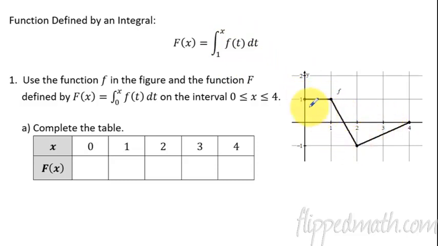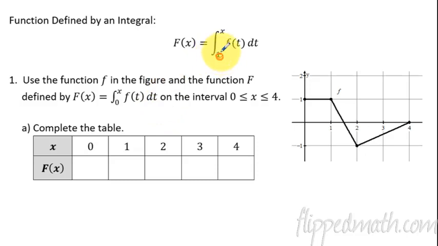So we have this graph. In fact, let's just jump into this example. We have a function f in the figure and the function capital F, which really is like the antiderivative of f, defined by this integral. All right, so we're going to go from 0 to x. In fact, really up here, this number, since it doesn't really matter, let's just change it to a 0 just to say that this and this are going together. That way you're not confused.